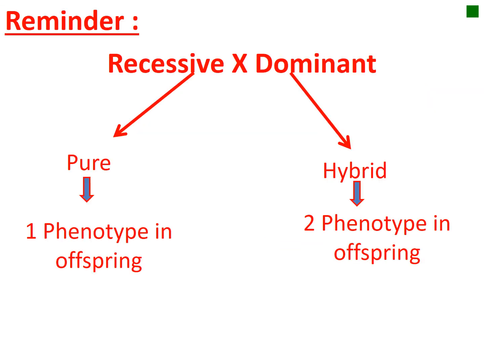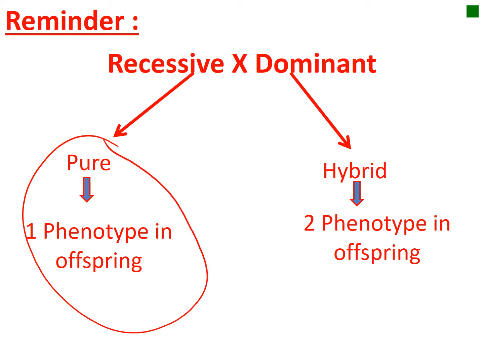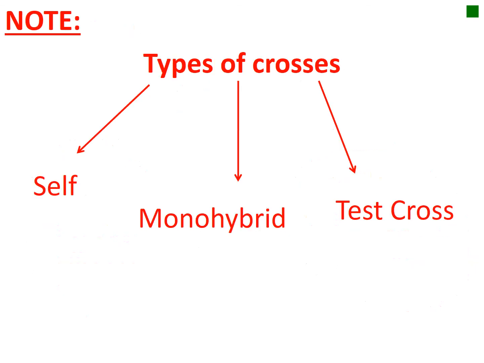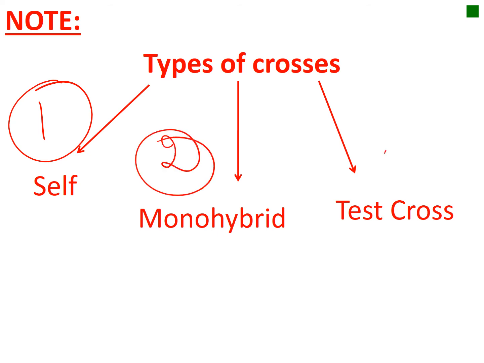You have to know that when crossing recessive with dominant, if the dominant is pure, there is one phenotype in the offspring. If the dominant is hybrid, there are 2 phenotypes in the offspring. We have 3 types of cross. Number 1 is called self-cross. Number 2 is called monohybrid. Number 3 is called test cross.